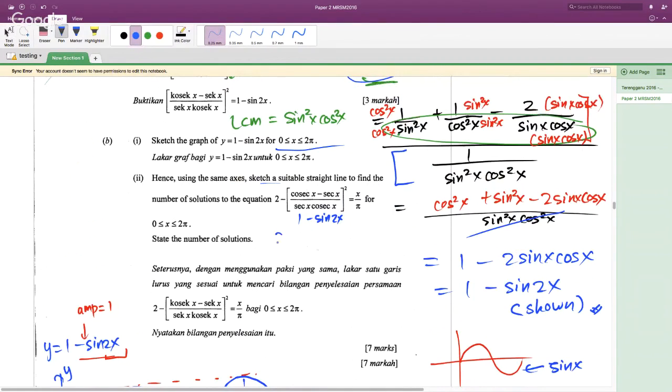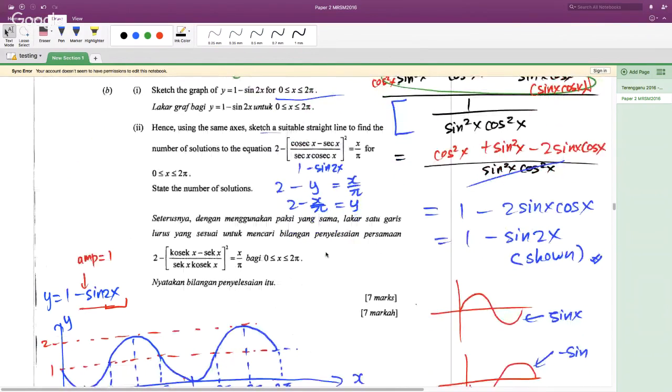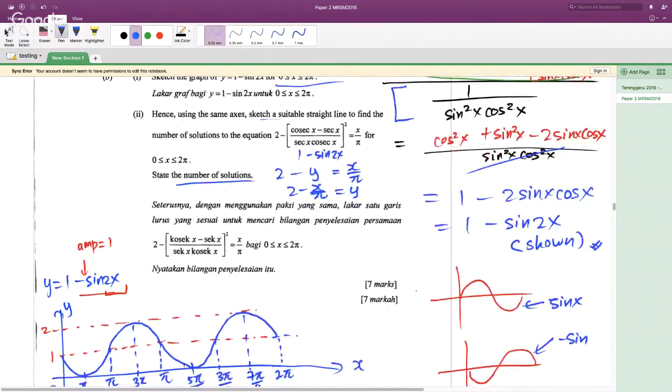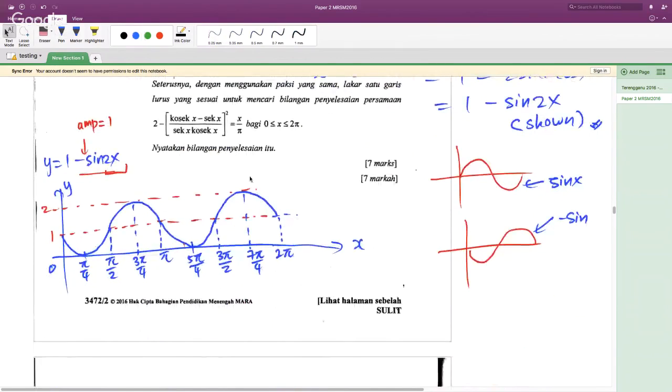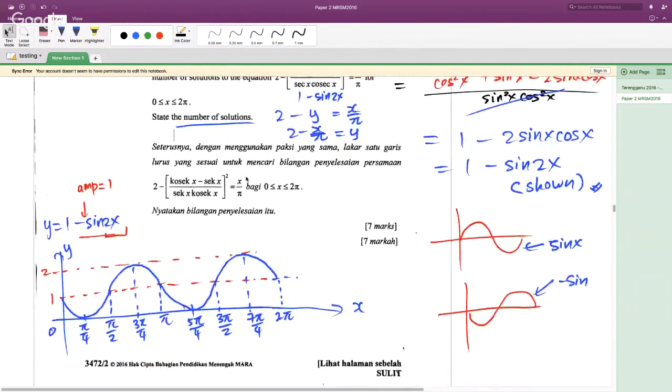So I can say this is 2 minus y equals pi over x over pi. So y equals 2 minus x over pi. So I will need to form a straight line from this one, and then I have to state the number of solutions. All right, so what I would do here is I will form the table by myself. y equals 2 minus x over pi.